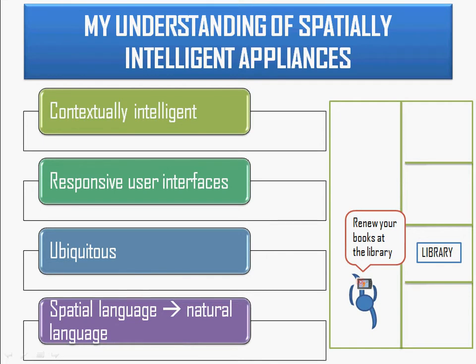Spatially intelligent appliances may be a very broad research area, but my understanding of such devices, or rather the areas where I'd like to concentrate, are on contextual intelligence, where devices can understand the context and give meaningful results. An example may be a PDA which reminds us of what to do when we reach a particular location rather than a time-based schedule.